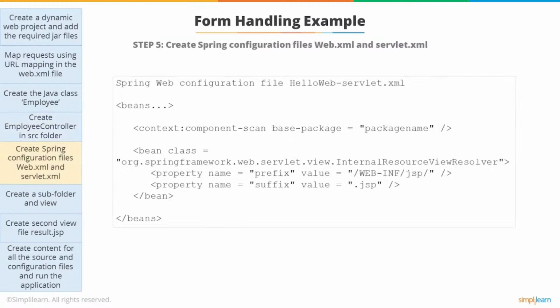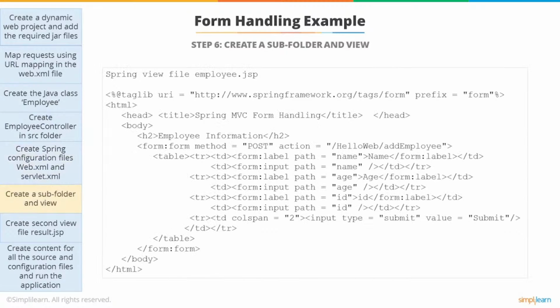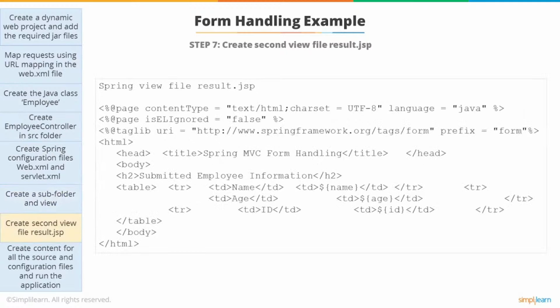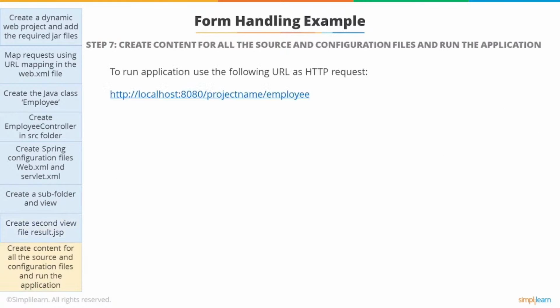Next, we create a Spring config file, web.xml and servlet.xml, which map the JSP page. Then we create a subfolder in a view which maps the view information as an employee.jsp file, where we create a simple table to print out the data. We create a second view called result.jsp, which has a separate table that gives us the name, age and ID of the employee. We create content for all the source and config files, and we run the application.